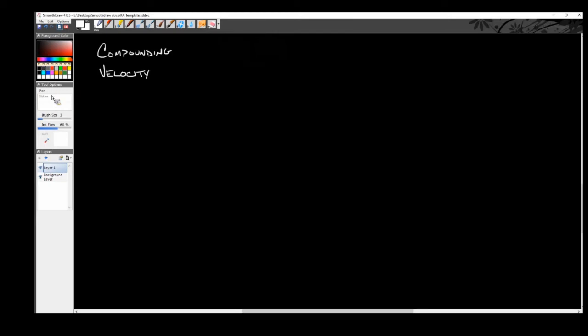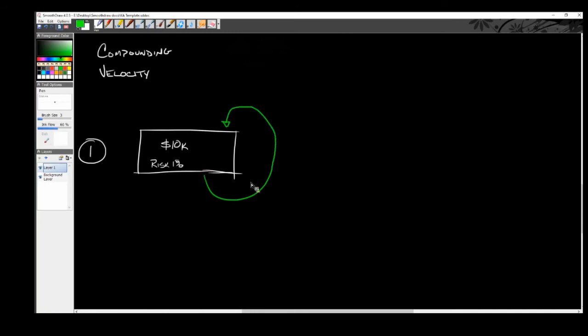So the first thing I want to take a look at is our first approach, number one. Let's say the account type doesn't matter, and I'm going to start with smaller numbers just to make the concept simple. Let's say it's a $10,000 account, and I have a risk rule where I'm going to risk 1%, and I'm just going to reinvest the profits. The profits, we'll put those in green. I'm just going to keep the profits in the account. So let's think about the advantage of that.